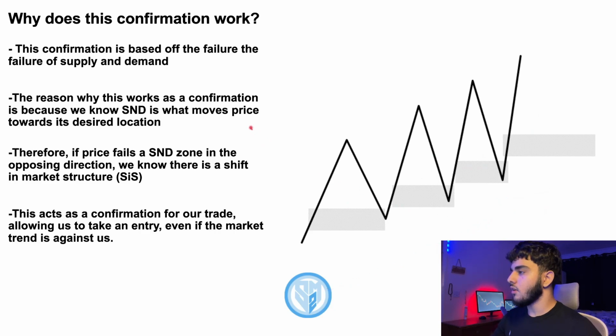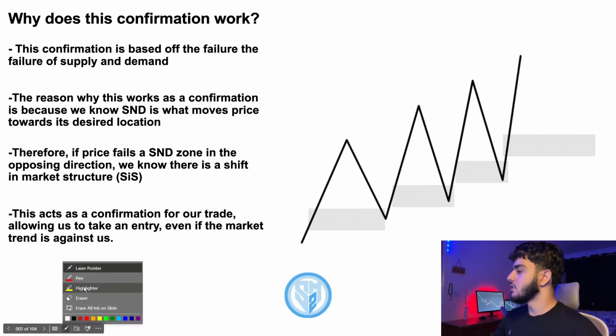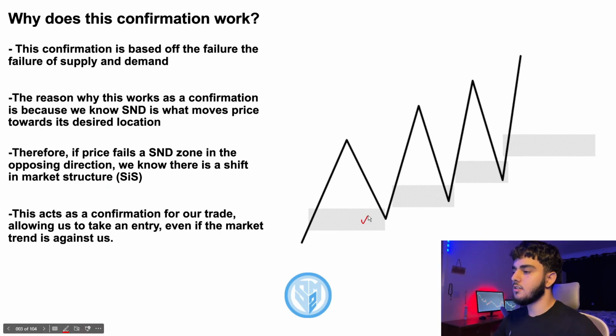So this is going to be important for later on, because if price fails a supply and demand zone in the opposing direction, then we know that there is a market structure shift, right? Or a shift in the structure. That's why you might see the abbreviation SIS in my charts, because this stands for a shift in the market structure. So what do I mean by that? Let's say we're respecting these demand zones, tick, tick, tick. Now we're expecting price to respect this demand zone over here, right?